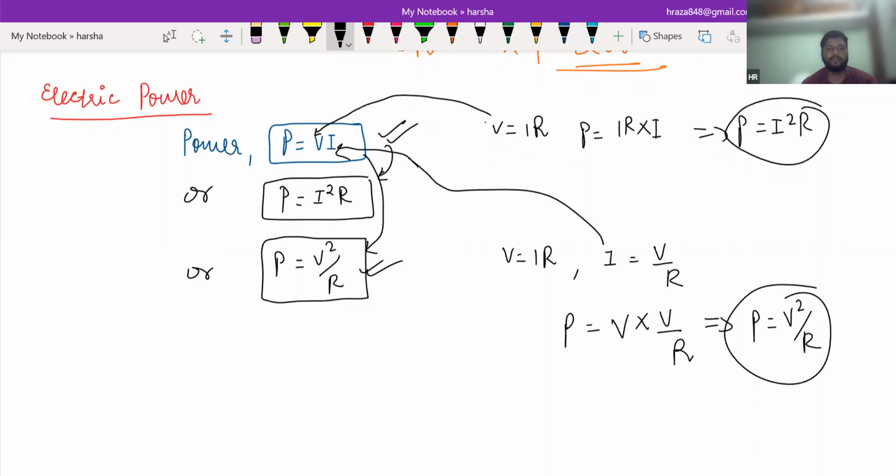So basically for power we have three formulas. The first one is P is equal to VI. The second formula, P is equal to I square R, and the third formula for power, P is equal to V square upon R. So according to the given situation, we apply these formulas. Please write it.